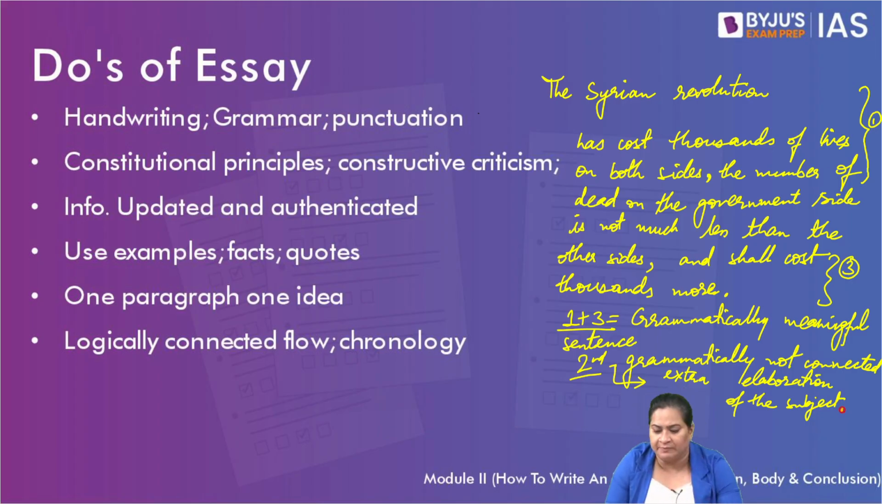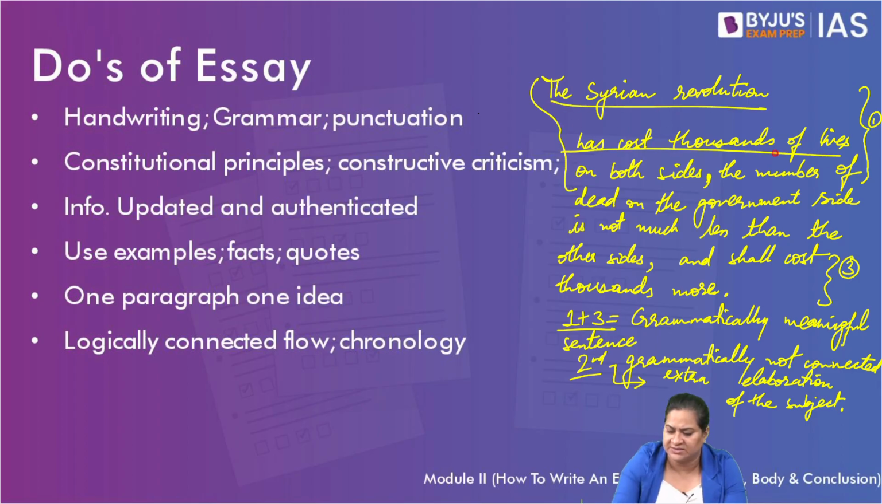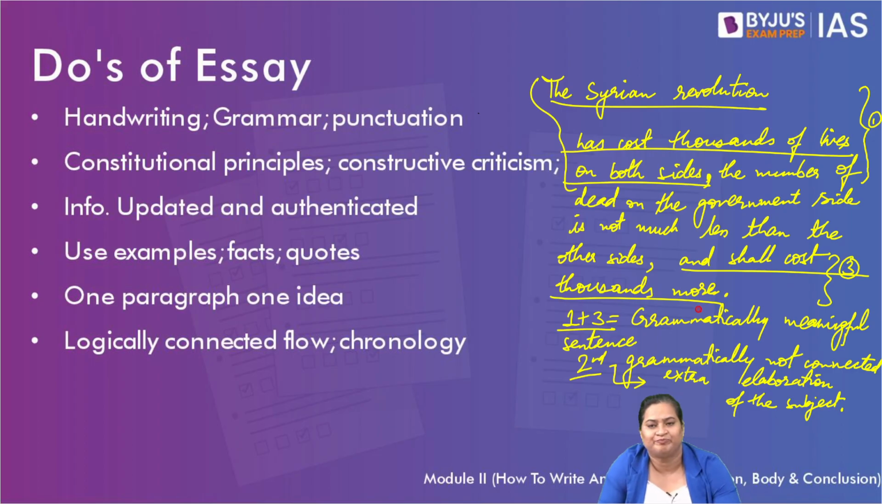Here, the Syrian revolution has cost thousands of lives on both sides. This part, so far, means this. Jump, come here, read this. This is the actual sentence: The Syrian revolution has cost thousands of lives on both sides and shall cost thousands more. The sentence becomes short, crisp, easy to read. So just remember this rule.